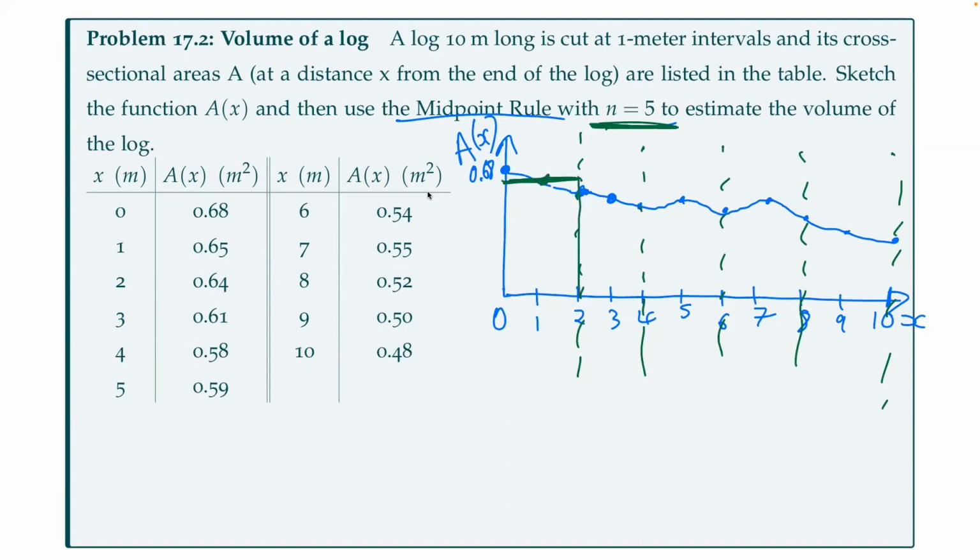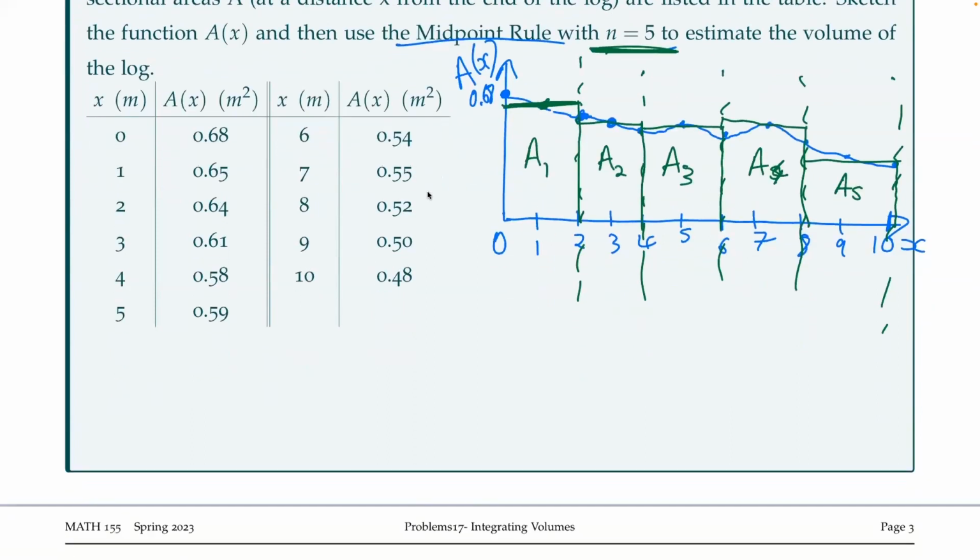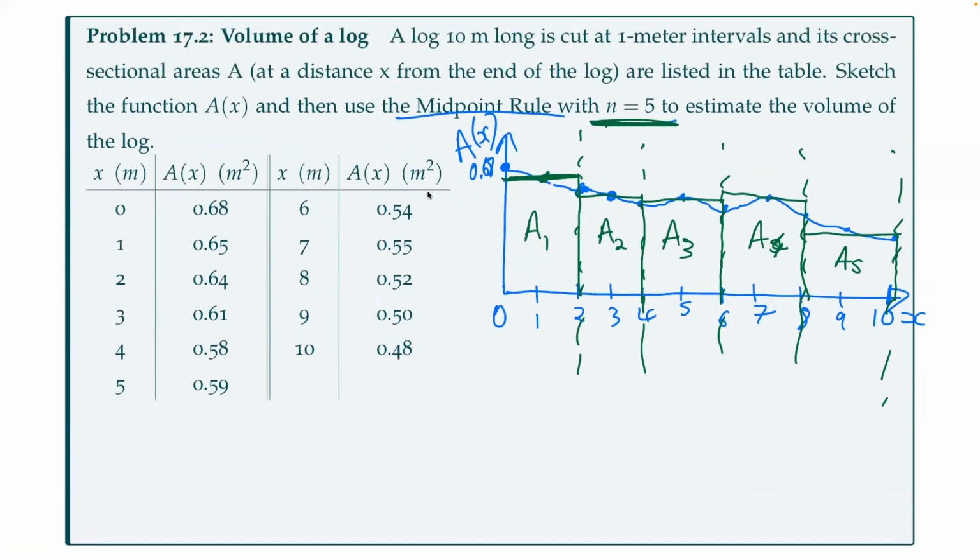So we've got a rectangle that looks like this, and this, this, and this. So we've got our 5 rectangles. We can call these A1 to A5. The last thing we need here is, because we've got a length of 10 meters and we've got 5 of these areas, our delta X is going to be 2 meters.